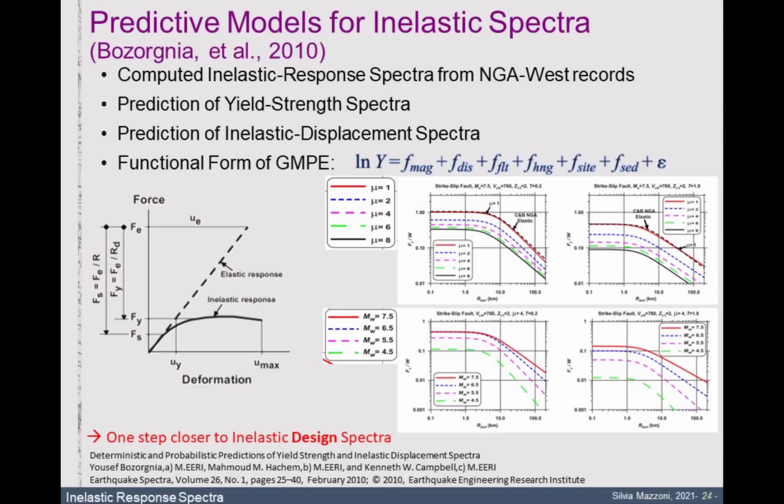And so it's kind of cool because this was the first step towards inelastic design spectra. I focused on elastic response spectra, but this work is actually heading in the direction of developing inelastic design spectra. And so it's kind of neat that they've developed these predictive curves, and this is just like the NGA GMPEs, right? A magnitude term, distance term, fault types, and all the same characteristics that you have for the NGA West 2 models, but actually for different levels of ductility.